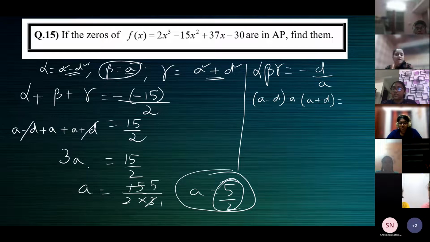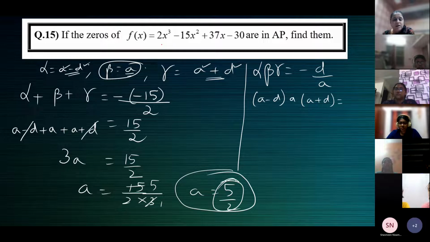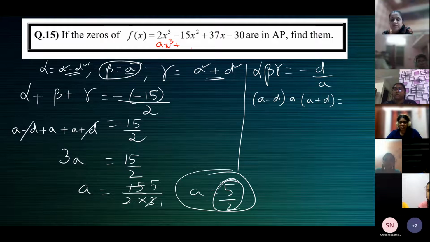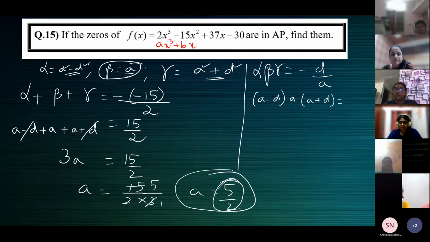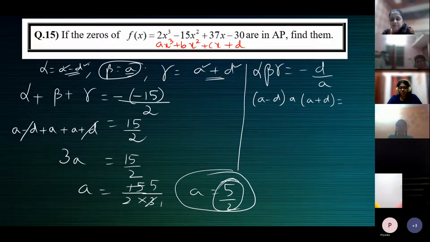What's the standard form, Ramanathan? Ramanathan, what's the standard form of a cubic polynomial? ax cube. Yes, cube. Class, what's the standard form of a cubic polynomial? bx squared plus cx plus d. Yes, ax cube plus bx squared plus cx plus d. So when you compare, what is d? Minus 30, right? Yes.